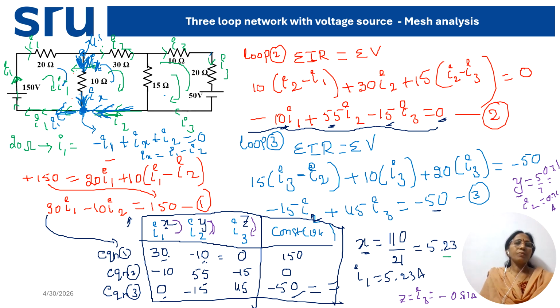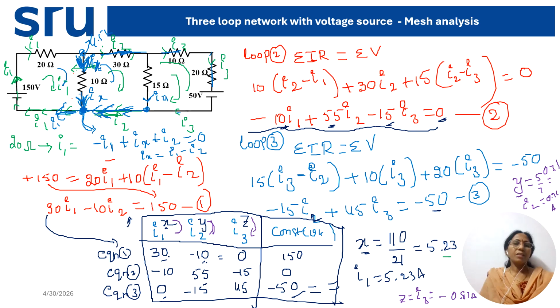Okay, 4.52. Now tell me, what is the current through 30 ohm? I2. What is the current through 10? I3. What is the current through 20? I3. Then what is the current through 15, if I take downwards? This current equals I2 minus I3. Like how we applied KCL here, similarly we have to apply KCL at this node. Leaving current equals the sum of entering currents. So I2 equals the 15 ohm current plus I3.